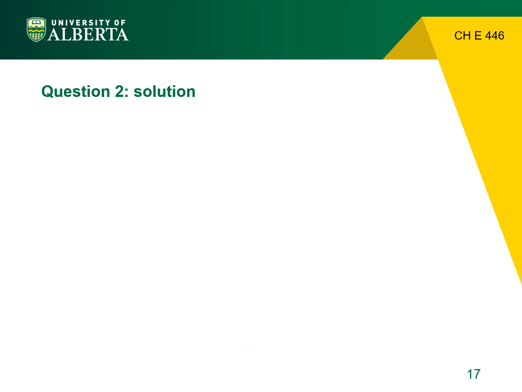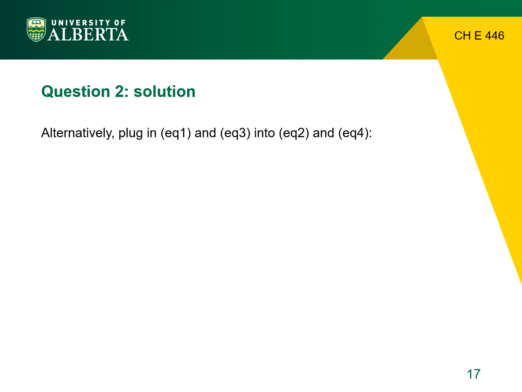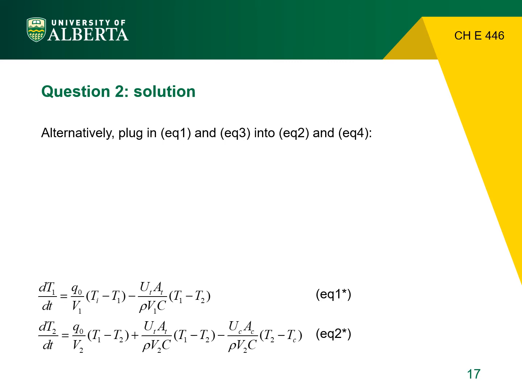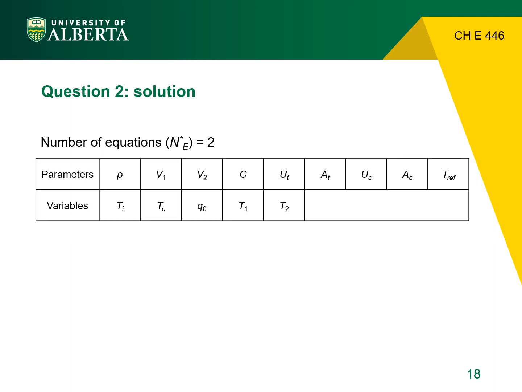Alternatively, we can simplify the dynamic model given by equations 1 to 4 by substituting equation 1 and 3 into 2 and 4 to get a simplified dynamic model that is represented by equations 1 starred and 2 starred. Conducting a degrees of freedom analysis for this model, we have the number of equations equal to 2 now. We have the same parameters in the model. However, the number of variables is reduced.